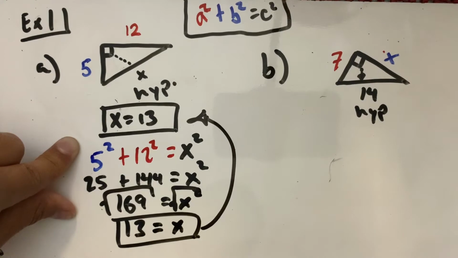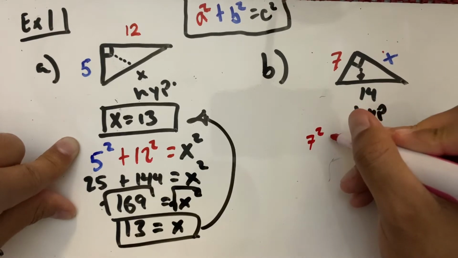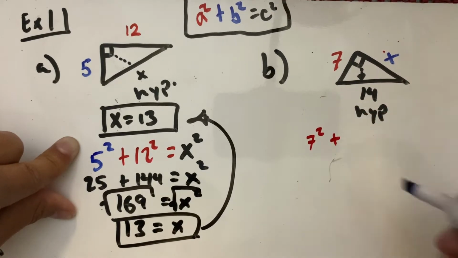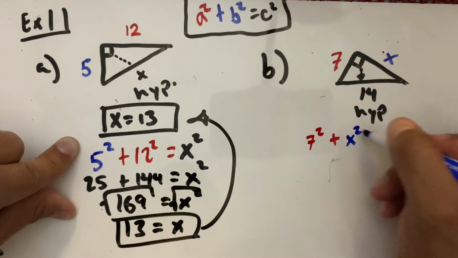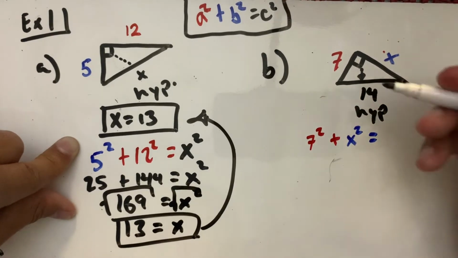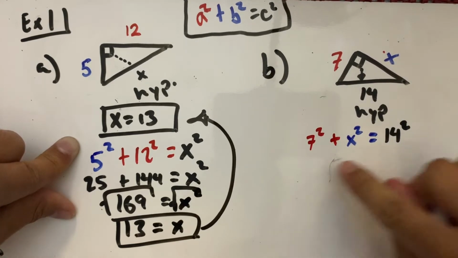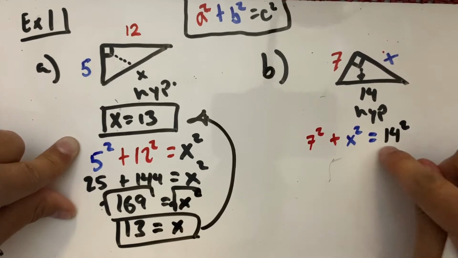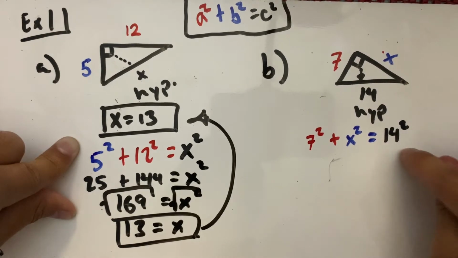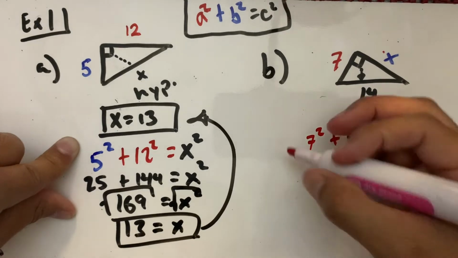So in this case, it's going to be 7 squared plus X squared is equal to 14 squared. All right. So you have to make sure that the hypotenuse is always going to be on the side that equals, okay? So 7 squared is what? 49.